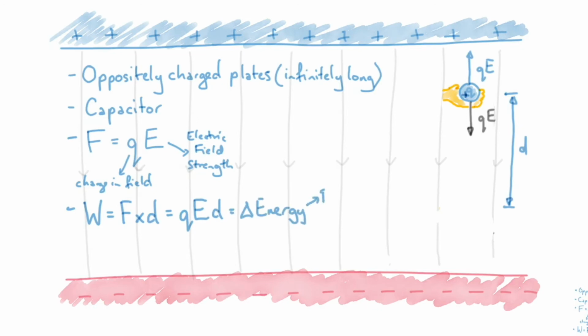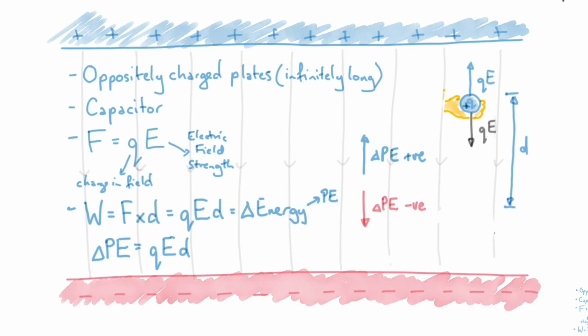Okay, so the change in energy on that little q charged particle will go towards being its potential energy. So the change in potential energy will be Q times E times D. Okay, so QE is the force and D is the distance. Now, up is positive in terms of its change in potential energy, whereas downwards will be negative. And that hand is resisting that motion of that force there.